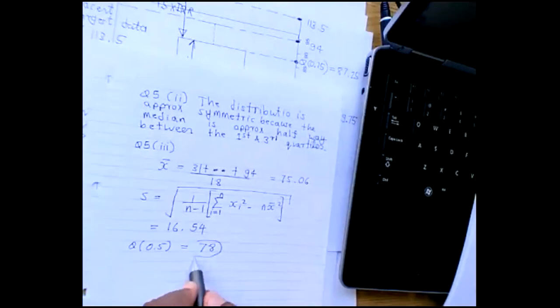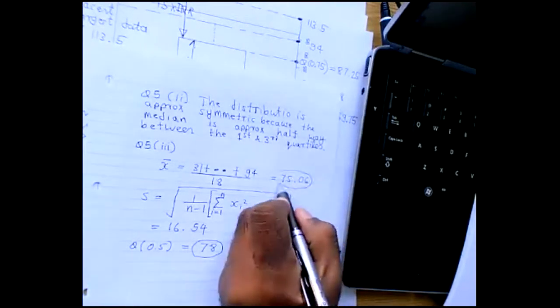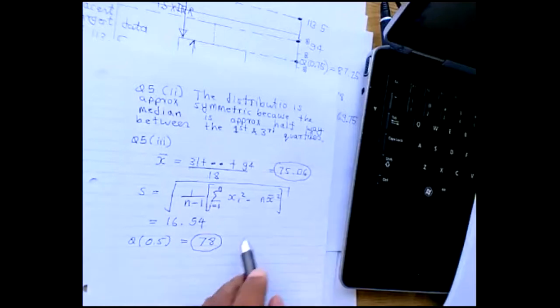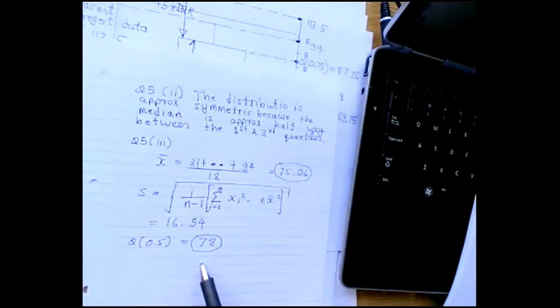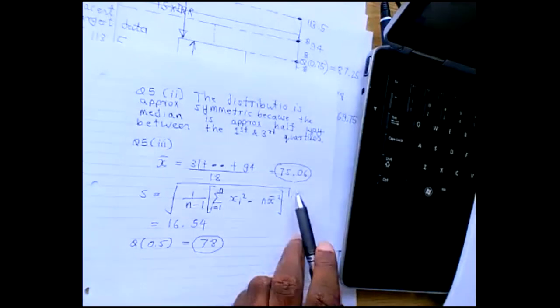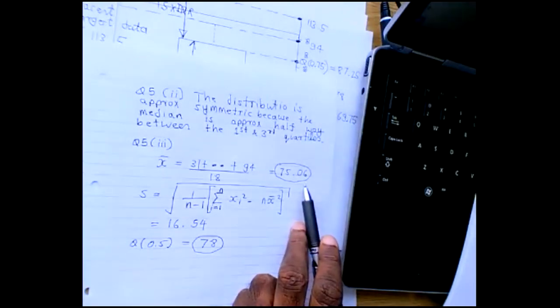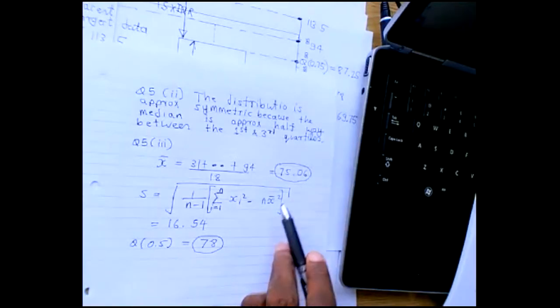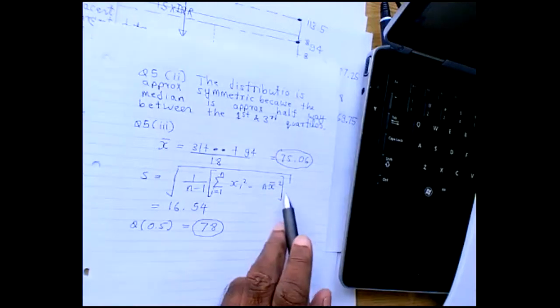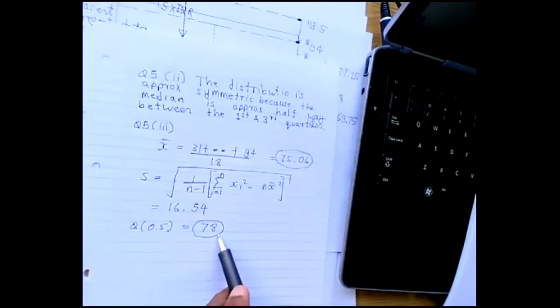Now, if the distribution is symmetric, then you would expect these two to be approximately equal. But they're not exactly equal. They're not far off, but yet they're still not. You would expect this to be closer to 78. But the reason that this is not closer to 78 is because of the following.